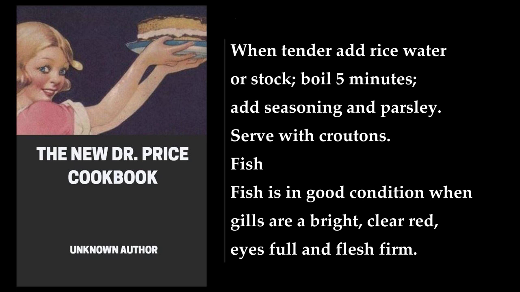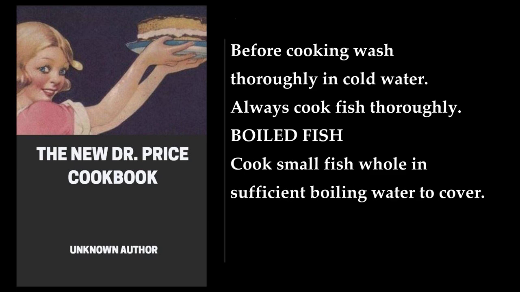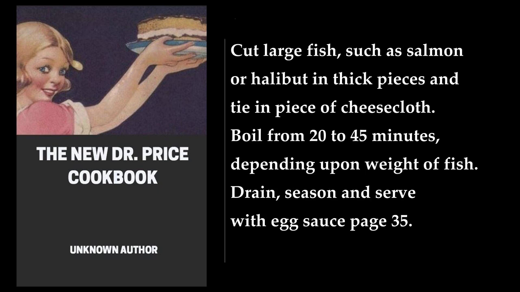Fish. Fish is in good condition when gills are a bright, clear red, eyes full and flesh firm. Before cooking, wash thoroughly in cold water. Always cook fish thoroughly. Boiled fish. Cook small fish whole in sufficient boiling water to cover. Cut large fish, such as salmon or halibut, in thick pieces and tie in piece of cheesecloth. Boil from 20 to 45 minutes, depending upon weight of fish. Drain, season and serve with egg sauce.